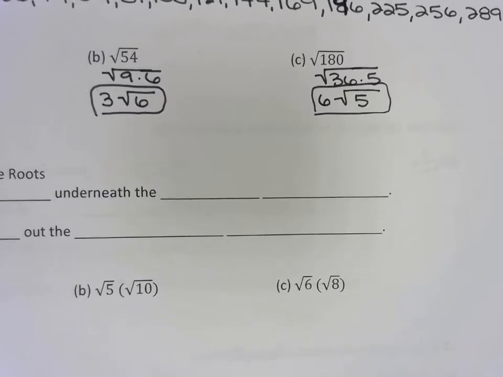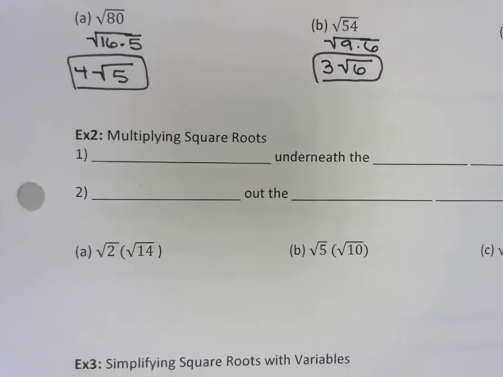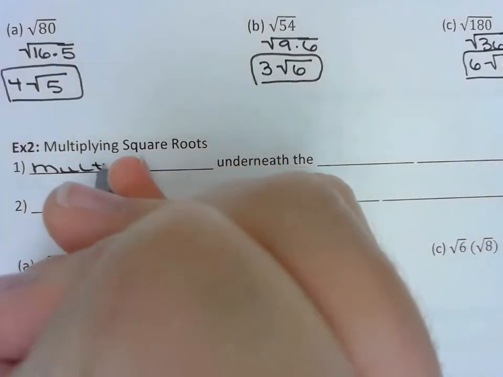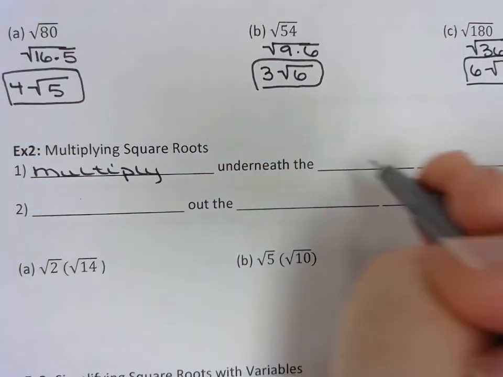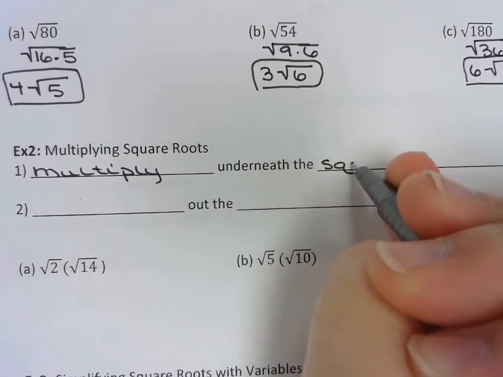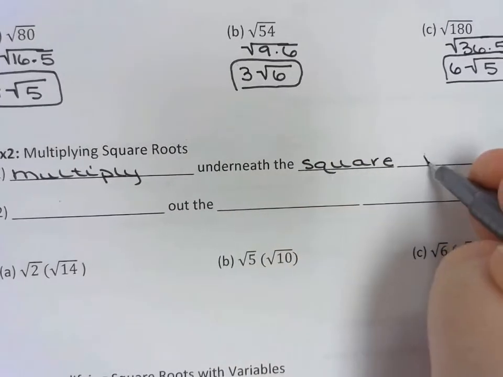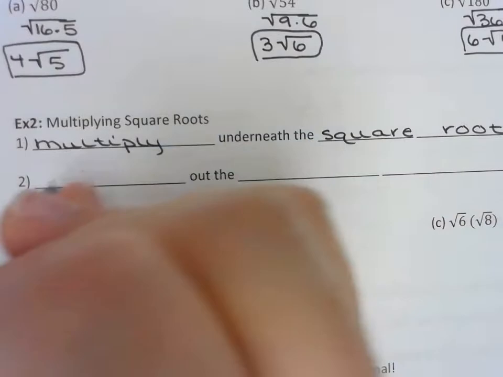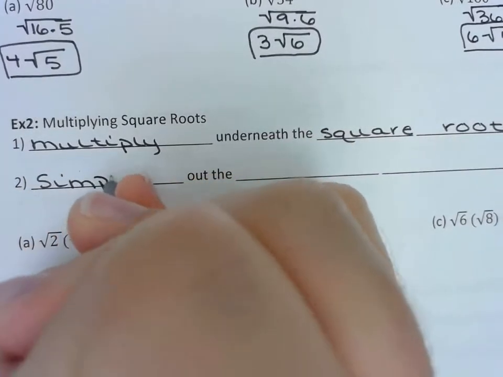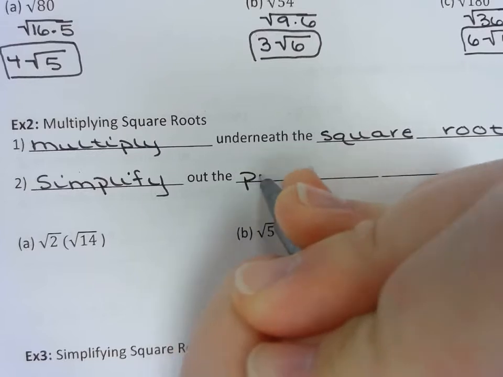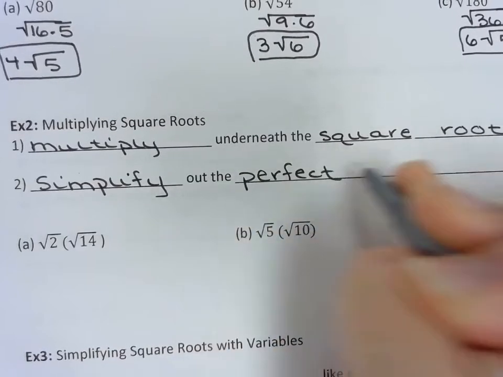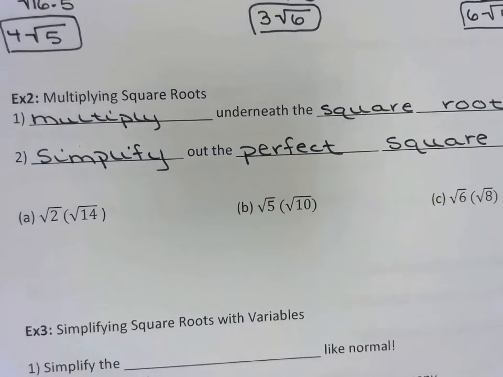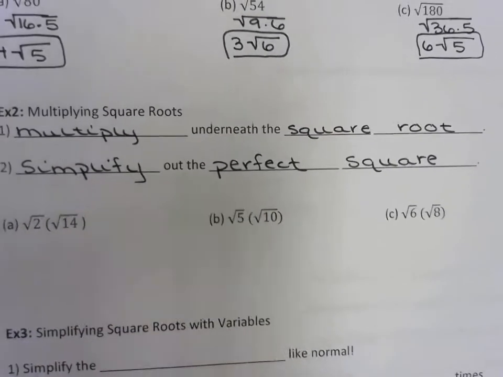Okay. Example 2, we are looking at multiplying square roots. Do not make it harder than it needs to be. You are just going to multiply underneath the square root, and you are going to simplify out the perfect square, just like we did on the first example. So if I am multiplying square roots, all you do is multiply underneath them. That is it. And then you simplify like we just got done doing.